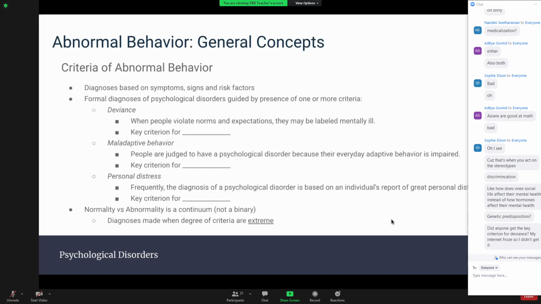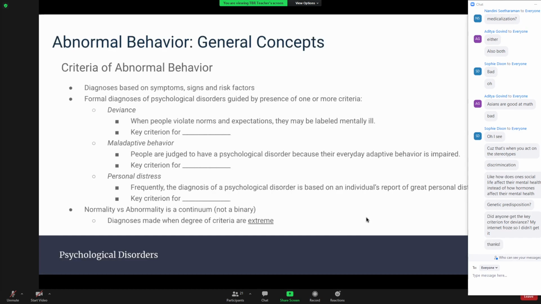For the criteria for the first one, you can just write certain sexual disorders, and that's enough for the deviance one. And for maladaptive, write substance use or drug disorders.